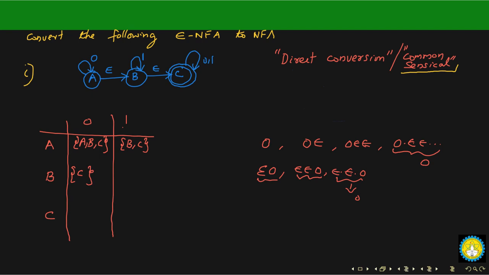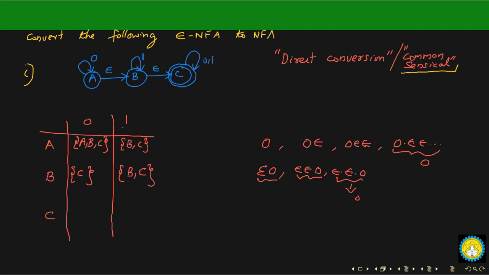What if I'm getting a 1 from B? Look at B. The transition on 1 is defined to itself. So let's fill that first. B on 1 goes to B itself. We also have to look at all the possible epsilon transitions. If you look at here, B on epsilon 1 goes to C. Remember, epsilon 1 is nothing but 1. So B on epsilon 1 goes to C. So C is also possible here, and we can add C also here.